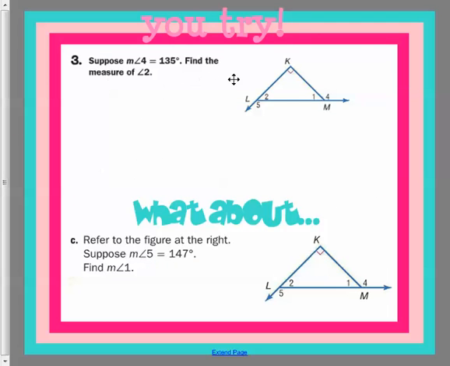So suppose measure of angle 4 is 135. Find the measure of angle 2. Well, we know measure of angle 4 is the same as angle K with angle 2 together. So if we know angle K is 90 degrees, we don't know the measure of angle 2, but we know together they equal this 135 degrees. So take 90 away, and we're left with angle 2 equaling 45 degrees.